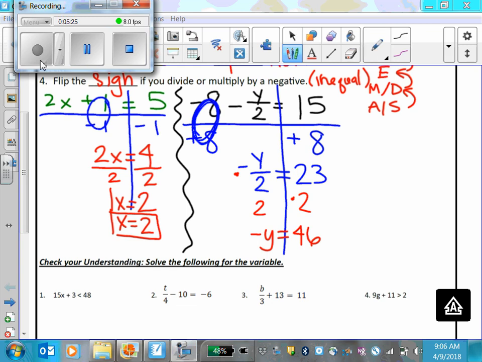Yes. So if negative y is 46, positive y is negative 46. Now I'm having some questions of what? How does that work? Let's plug it in. So if I do negative 46 divided by 2, I get negative 23. So now I have negative 8 minus negative 23, right? But I have to get to 15. These two negatives make a positive, so negative 8 plus 23 is 15. That's why that works.